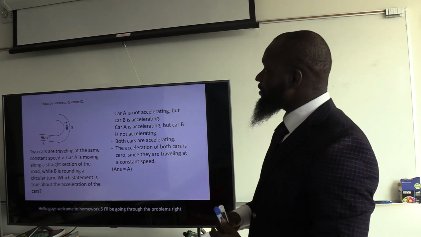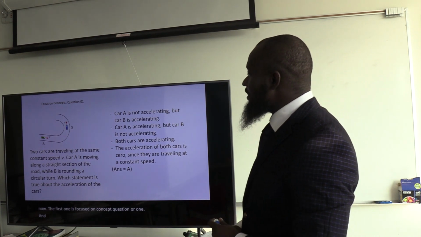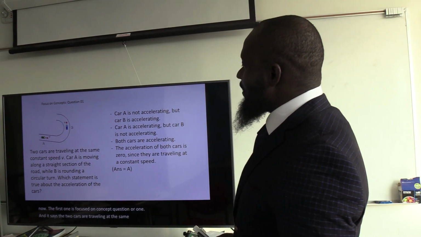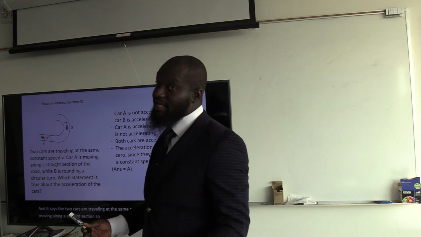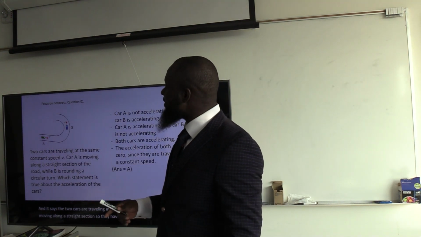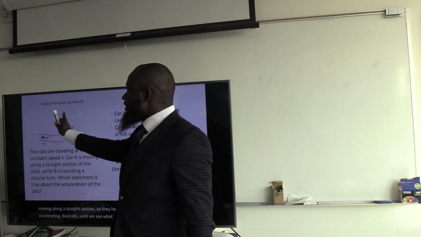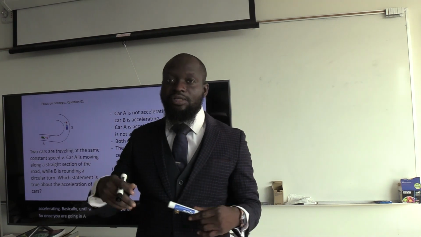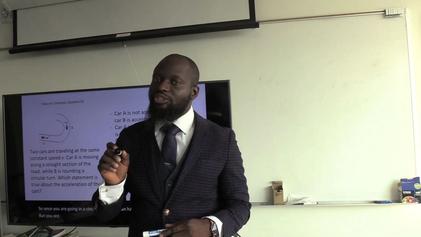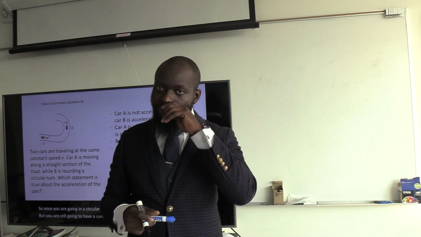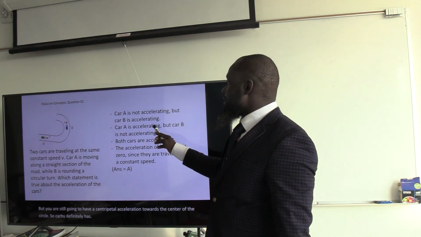The first one is focused on concept question 01, and it says two cars are traveling at the same constant speed v. Car A is moving along the straight section, so they're having constant speed, so they are not accelerating basically until we see what happens. And car B is rounding a circular turn. Once you are going in a circular turn, you can have a constant angular velocity, but you are still going to have a centripetal acceleration towards the center of the circle. So car B definitely has an acceleration. So car A is not accelerating, but car B is accelerating.